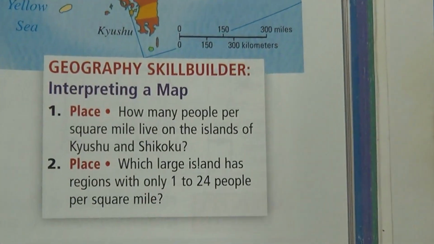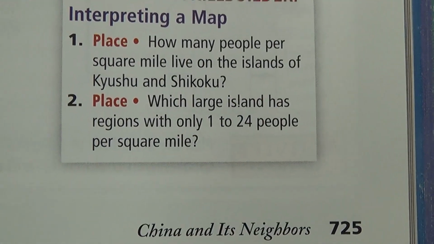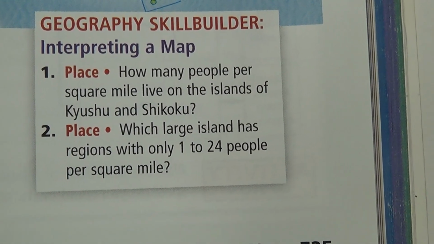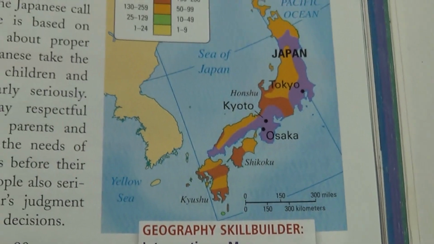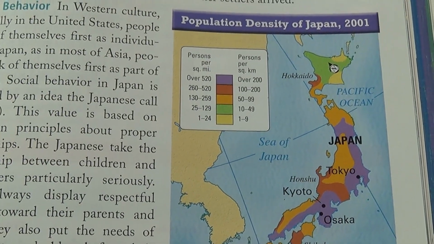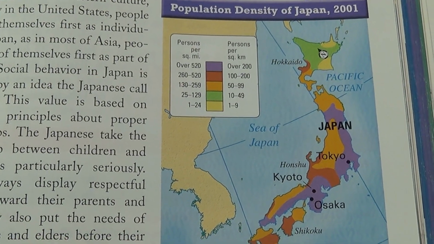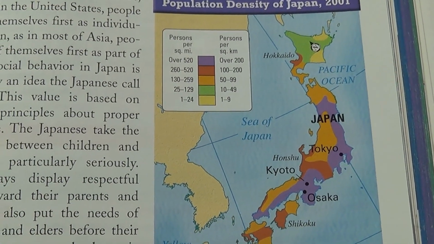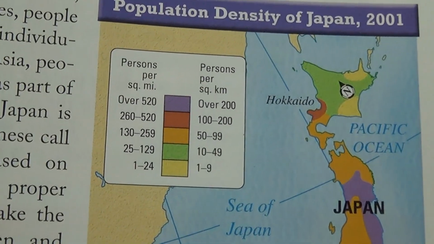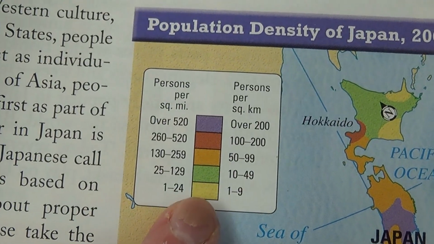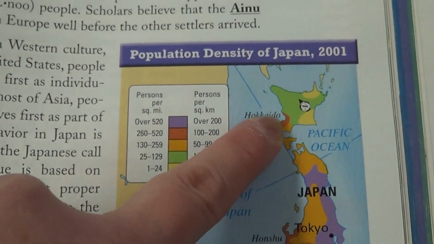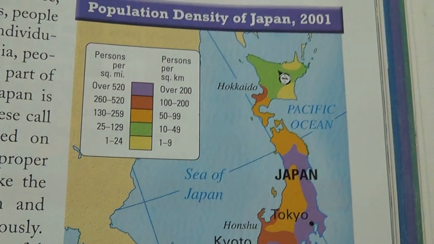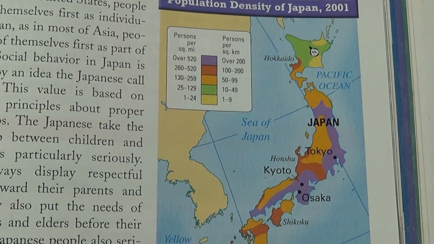The next one says, which large island has regions with only 1 to 24 people per square mile? So we've already read the title and the legend, and we've already matched the colors and symbols on the map with the colors and symbols on the legend. Now we need to find a place with only 1 to 24 people per square mile, which is like a yellow color. And you can see it right up there in Hokkaido. And that's how you got that answer.